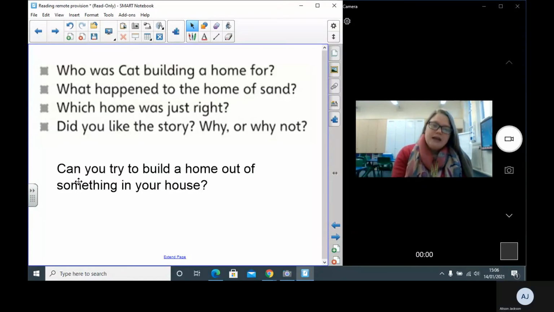And finally, can you try to build a home out of something in your house? So maybe you've got a teddy bear or a toy that you'd like to build a home for. Maybe you could try to build a home out of different things in your house. You might not have the things that Cat had, but you could be creative. Maybe you've got some pillows you could build a home out of. Maybe you've got some paper you could make a home out of. I wonder if they'd stay up as well if you took them outside in your garden. I don't know. So that's a task that I'm setting for you. And if you've built a home, you can take a picture of it for me. That would be amazing too.